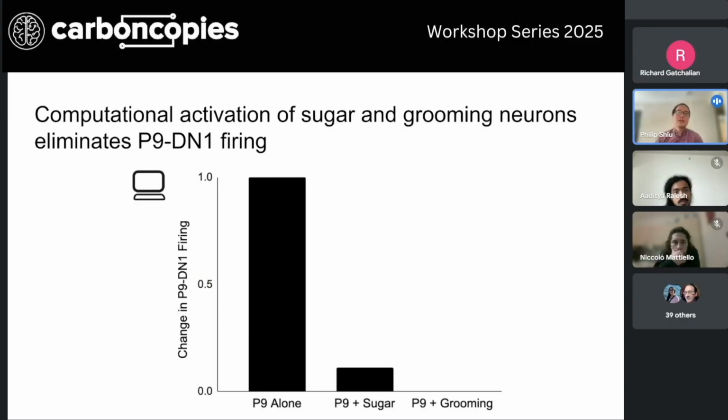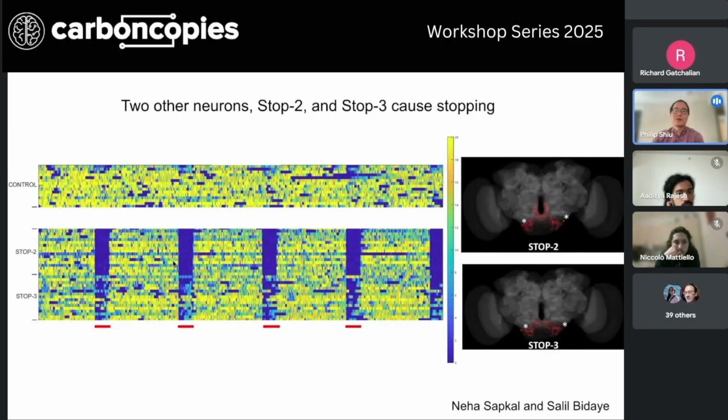So we wanted to know, if we activate sugar and grooming neurons, would this result in similar effects? That is to say, can our model predict that sugar detection or grooming could cause a fly to stop? What I'm showing you is the change in P9DN1 firing. Remember, we have said that P9DN1 is a neuron that controls forward velocity. In fact, activating sugar sensing neurons or activating grooming neurons is enough to cause the DN1 to be silenced.